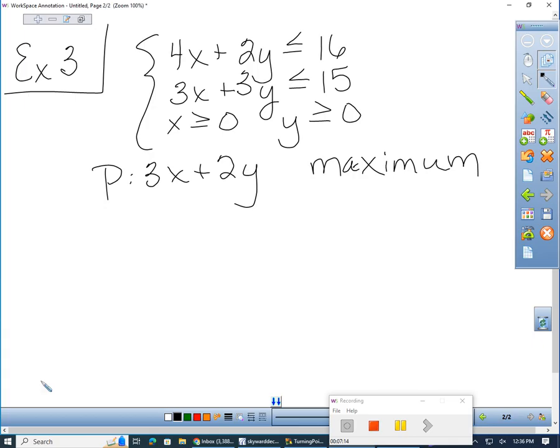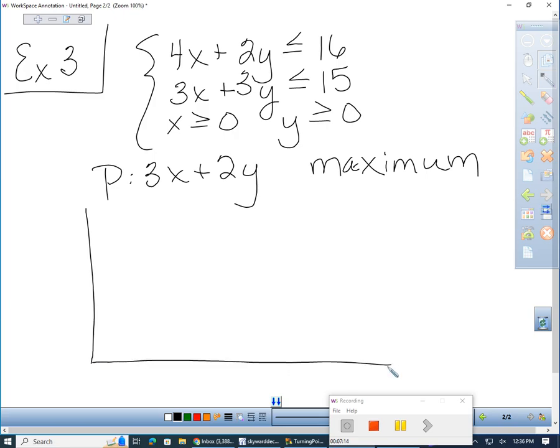All right, so first thing we do is have to graph the constraints. X and y make it the first quadrant. Graphing this one, I'm going to do it by my intercepts. If I put 0 in for y, x equals what? 4. If I put 0 in for x, y equals what? 8. Let's plot those 2 points. 4, 0, right here, and 0, 8. I'm going to connect my dots.